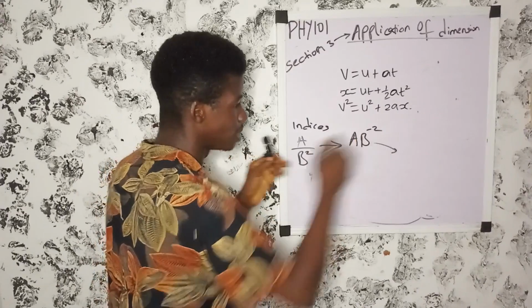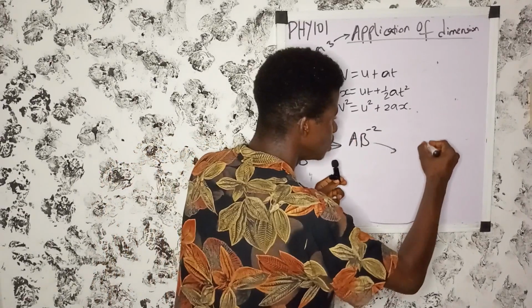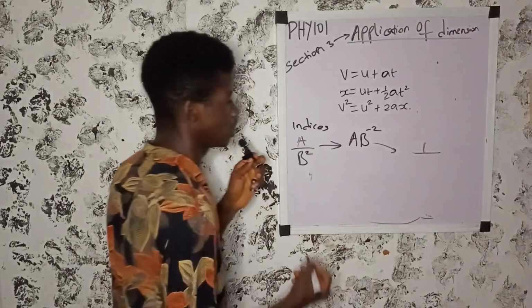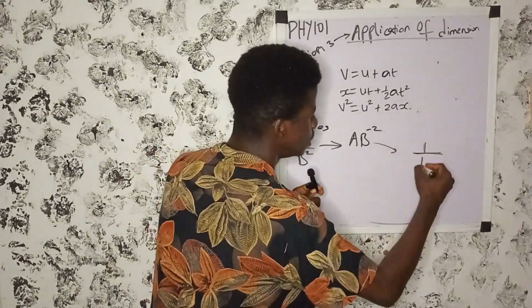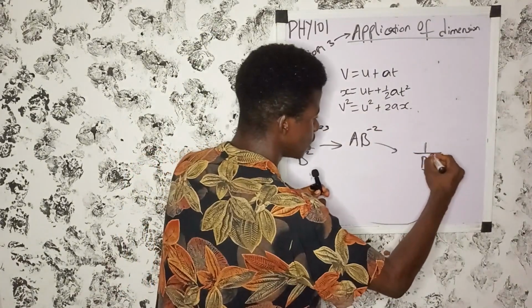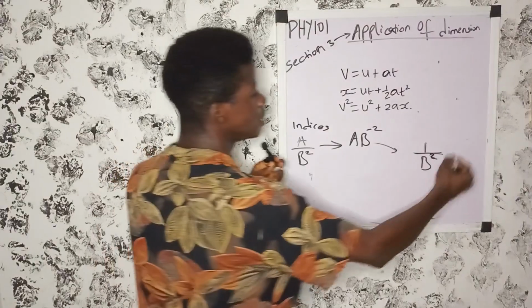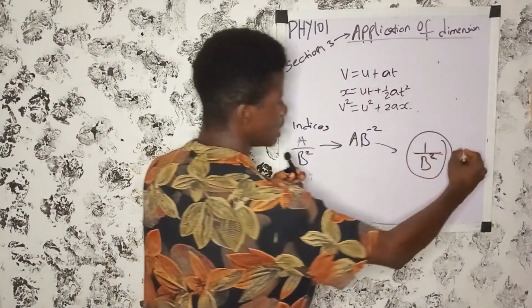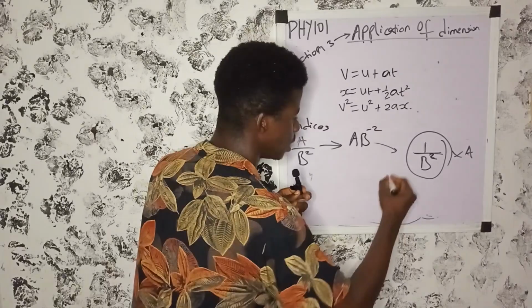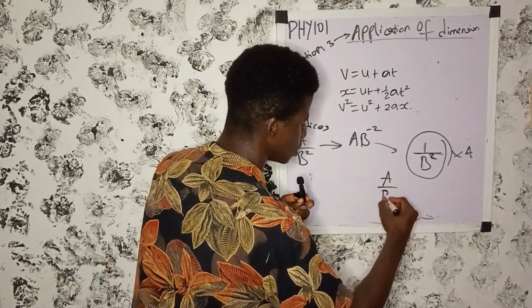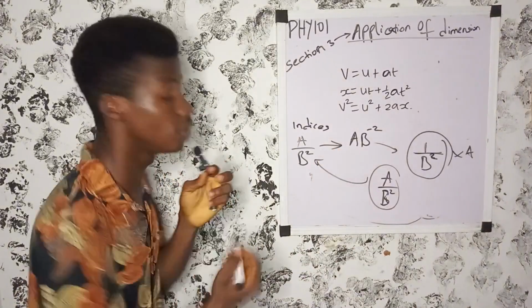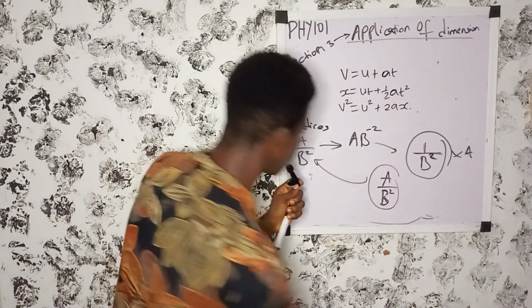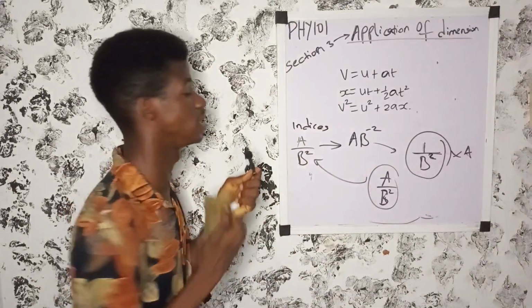I told you guys that this minus is the same thing as 1 over. Okay? This minus means 1 over. Then bring out the B, then place the 2 there. Now, if you multiply this with A, you will have what? A over B squared. So, yes, A over B squared. Now, this is just one law in indices.